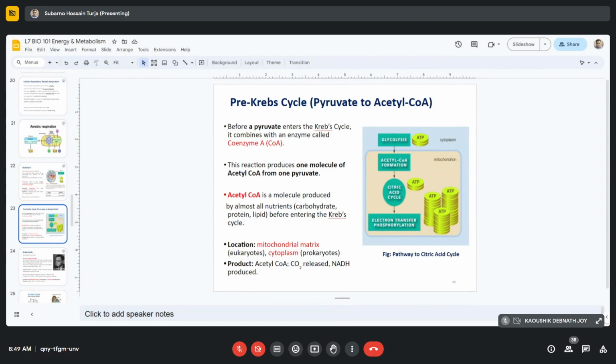And as you can see here, acetyl coenzyme A is a molecule produced by almost all nutrients. When all types of organic molecules are processed, glycolysis থেকে Krebs cycle ঢোকার আগে সেটাকে coenzyme A এর সাথে combine করে acetyl coenzyme A বানাতে হবে. And then once that happens, that acetyl coenzyme A can enter the Krebs cycle. So this is the intermediate reaction in between glycolysis and Krebs cycle.